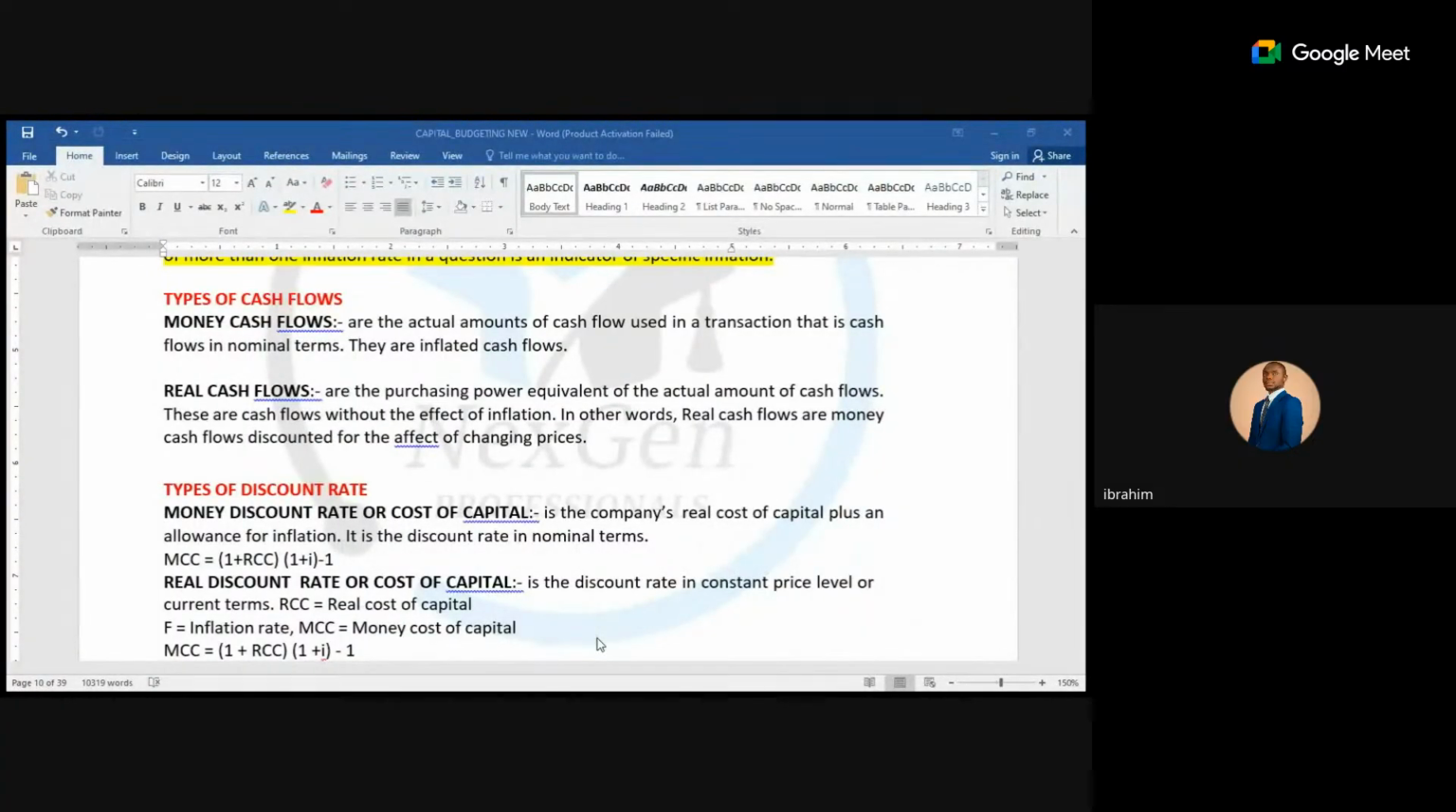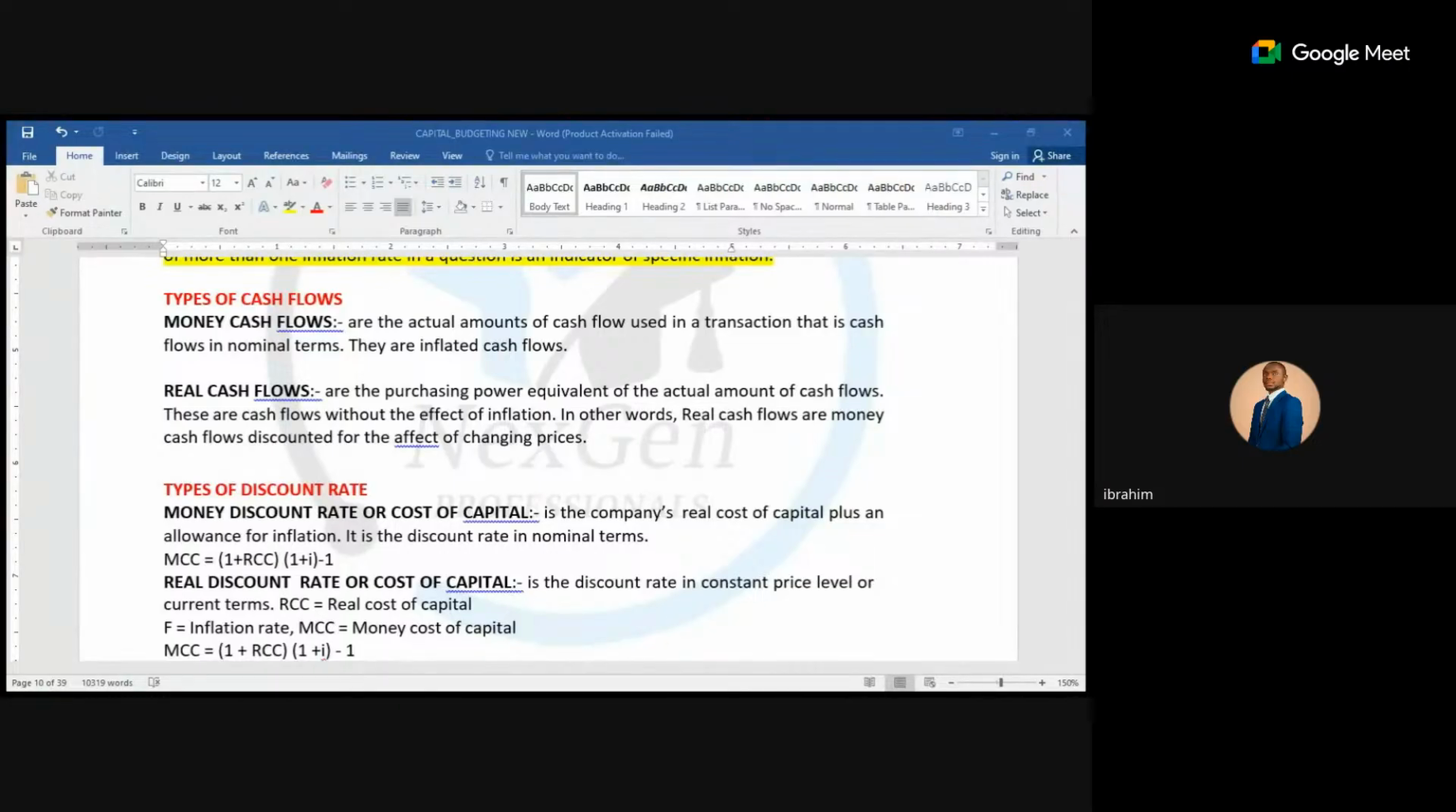Now, when you inflate your sales by 5%, for instance, and you have a figure, that figure you have is what we call money cash flow, because you've inflated the cash flow, right? But in a situation whereby they give you information in real terms, there is a general rule here that we need to also know as well.